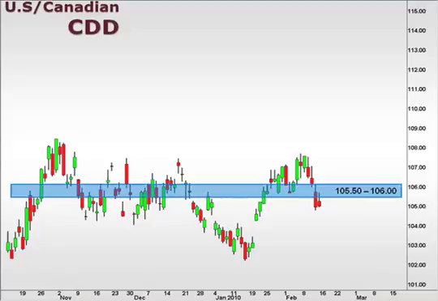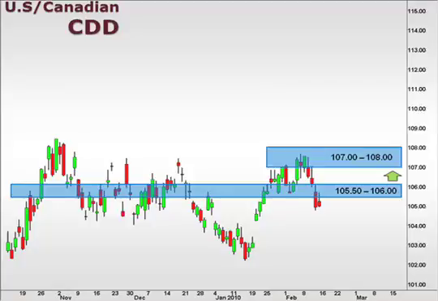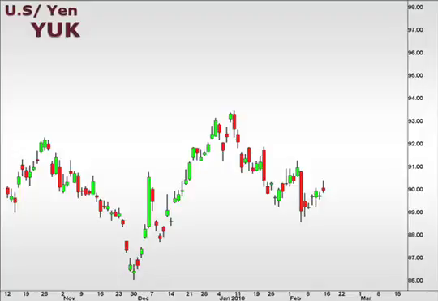Well, as you can see here, the US dollar lost some ground against the Canadian dollar last week as the pair value slipped below our 105.5 to 106 focal zone that was acting as a key support. Now, at this stage, with the pair value trading below this range, we are open to the possibility of a test down into this 104, 104.5 support level. Any consolidation within this range and a break back above 106 is likely to retest our 107, 108 focal zone. We still believe that until the pair value breaks 108, it is destined to consolidate within this range for some time. Next up, the YUK, the US versus the Japanese yen.